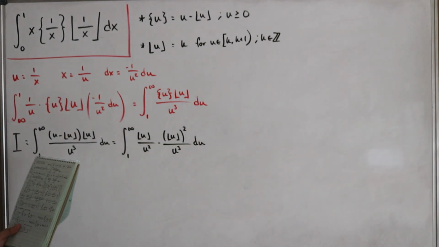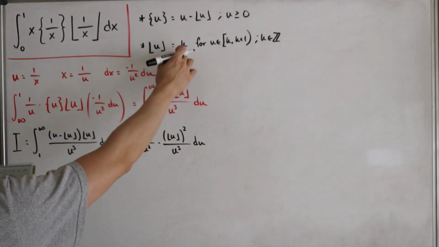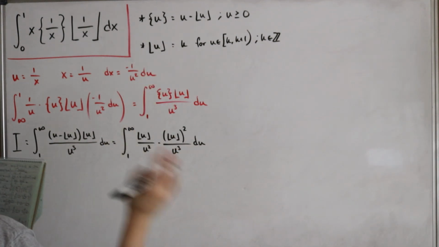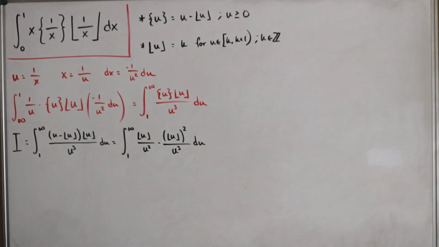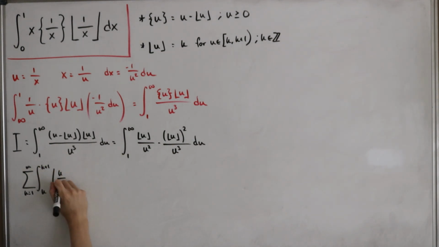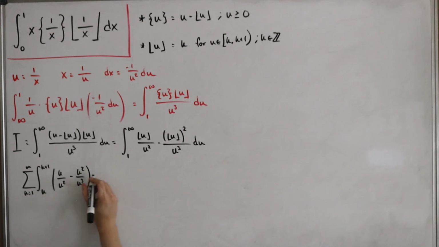Okay, then the next thing we're going to do is substitute everything for the floor of u with k. In this case, we're actually going to take this as a sum of integrals, so we're going to write this as an infinite sum. This yields the infinite sum from k equals 1 to infinity, where our lower bound is k all the way up to k plus 1, of k divided by u squared (I meant to say u squared, not k squared on the bottom), minus k squared divided by u cubed, du.